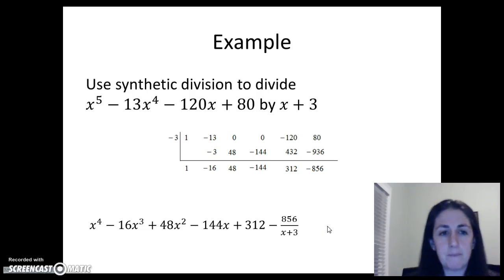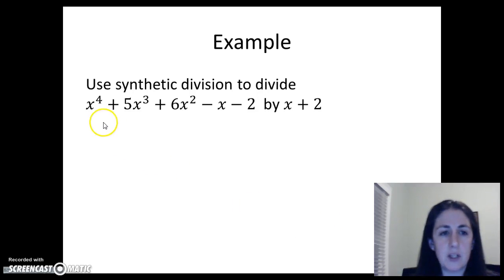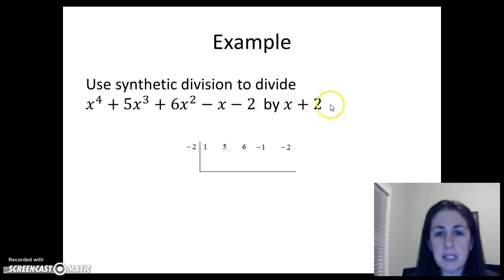Let's do it again. Let's use synthetic division to divide x to the 4th plus 5x cubed plus 6x squared minus x minus 2 by x plus 2. All the coefficients, 4, 3, 2, 1, 0, need to be accounted for, and they go across the top. 1, 5, 6, negative 1, negative 2. And then x minus k, the minus k goes here, so adding means you're subtracting a negative, so that's a negative 2. They're the opposite.